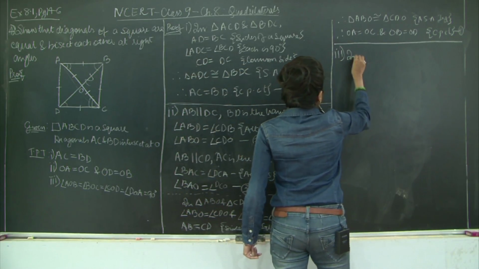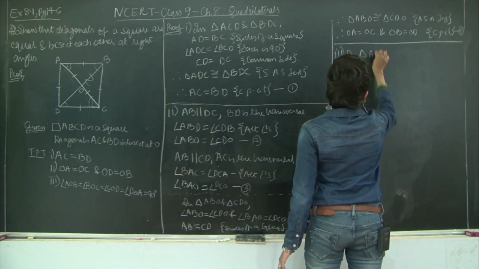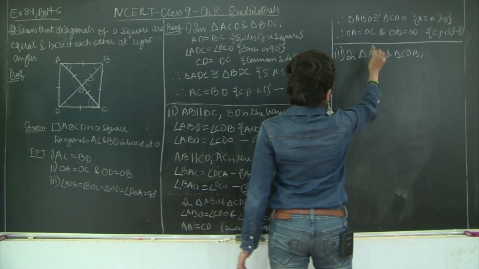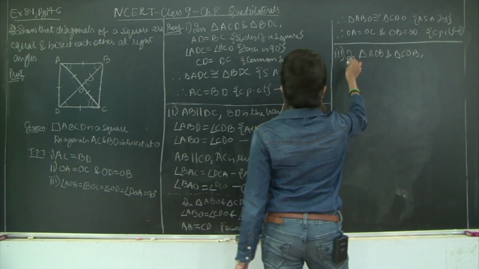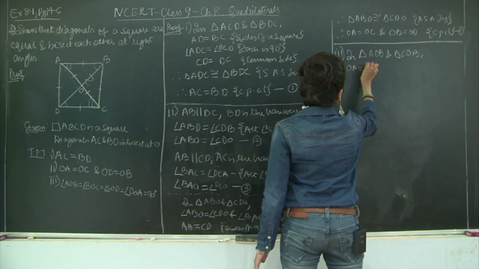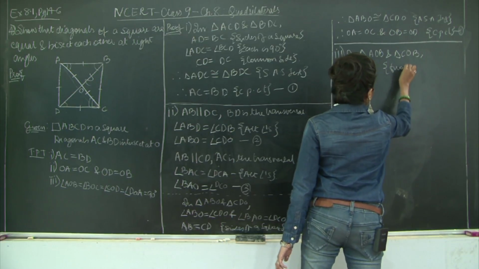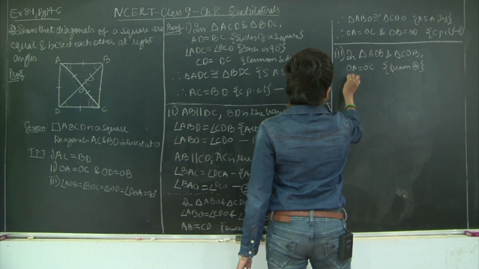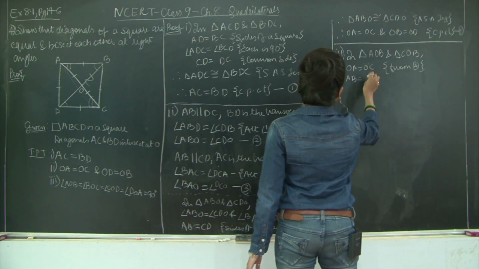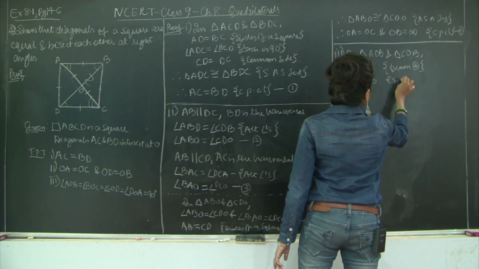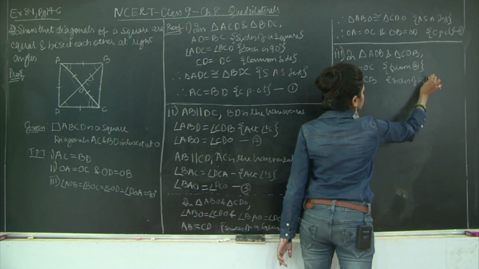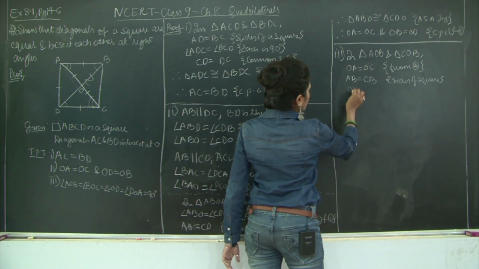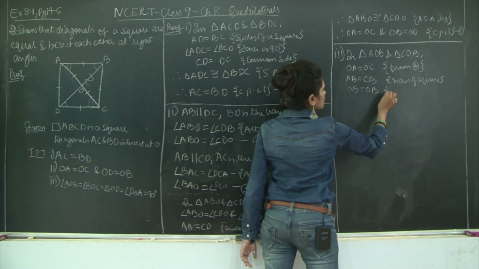So I'll say in triangle AOB and triangle COB, I have, let's take what we have just proved, OA is equal to OC, and I'll say from 4. Then I have AB is equal to CB. Why? Because they are the sides of the square. We know that in a square all the sides are equal, and also what is common? We have OB is equal to OB because it's the common side.